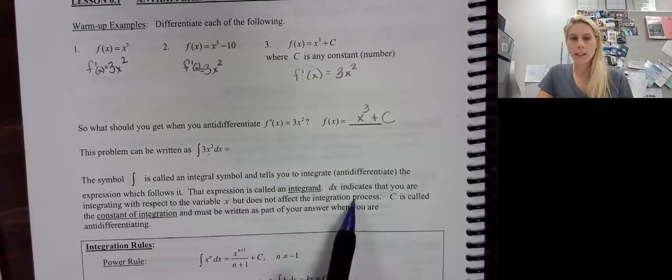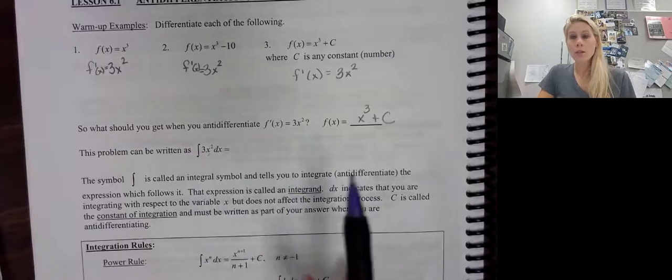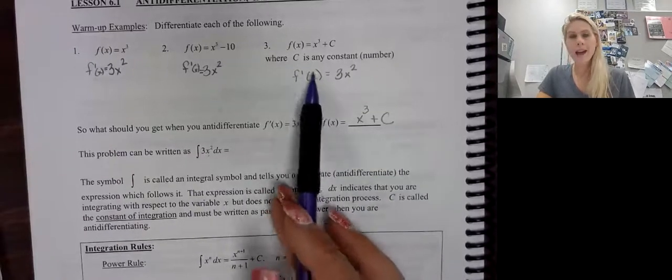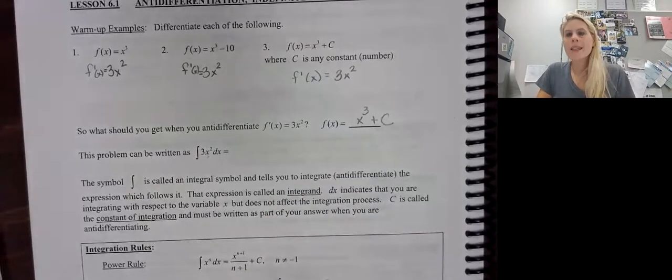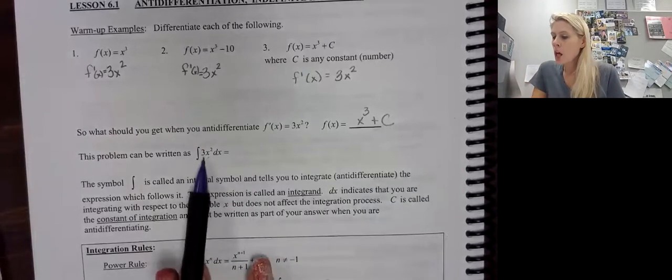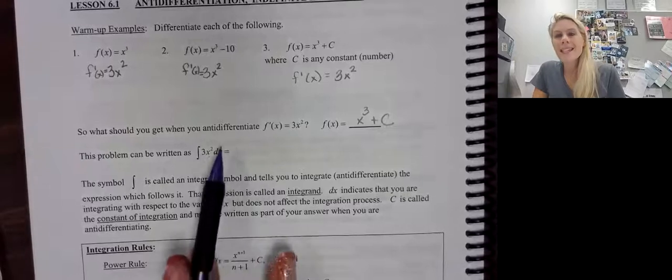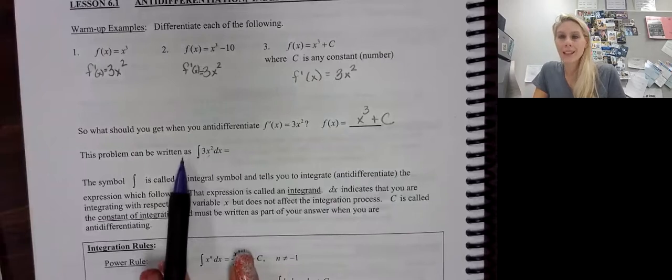Okay, so dx indicates that you are integrating with respect to x, but does not affect the integration process. So what you'll notice is that when we take the derivative, sometimes if we don't add that derivative symbol, you add on a dx at the end. But that just shows you that we actually have the derivative and we're going backwards. So when we have this 3x squared dx, this is the derivative, and what we're doing is going backwards because it's telling us to take the integral of it.